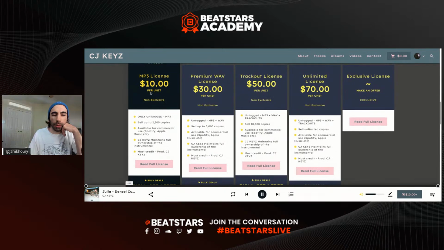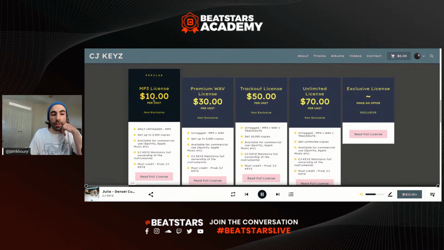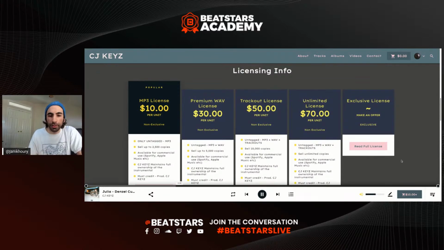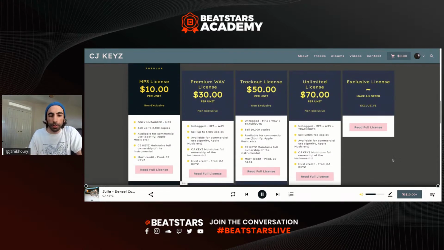Okay, only untagged MP3. So you're selling your MP3 license for $10, Wave for 30, tracked out is 50, like you said at the top, unlimited is 70. This is a lot cheaper than most people sell these particular license types and products. So you're definitely going to have an advantage there if you're making these cheap. If you are more experienced though, as you continue to make more sales, feel free to charge higher prices. If you're just getting started, I think this is smart.